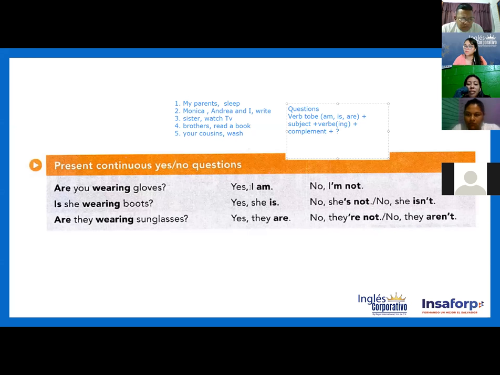Sleeping. Are your brothers reading a book, right? Tenemos el verbo read y tenemos que agregar ING, ¿ok? Ok, good. Ok, entonces estamos haciendo las questions, right?